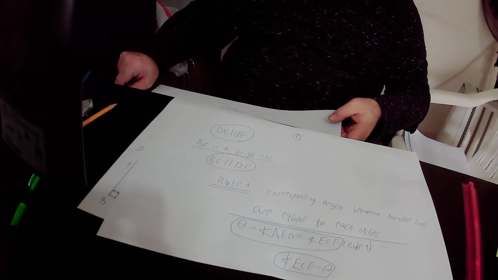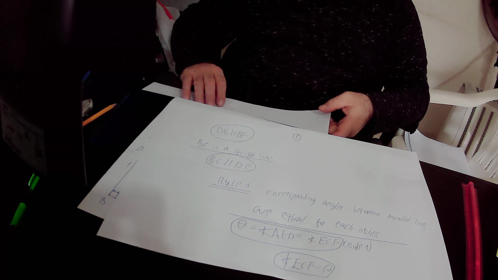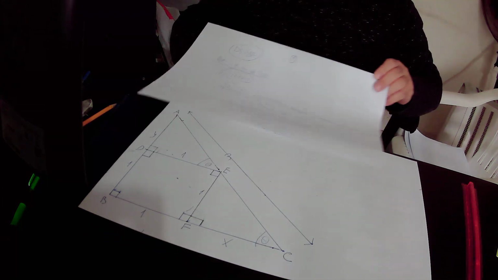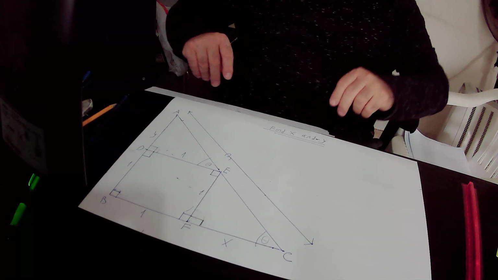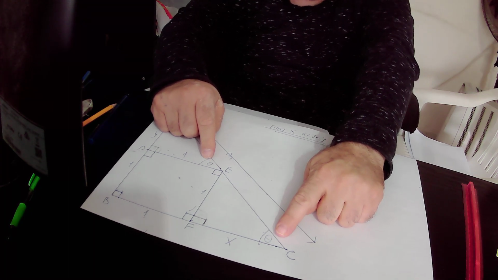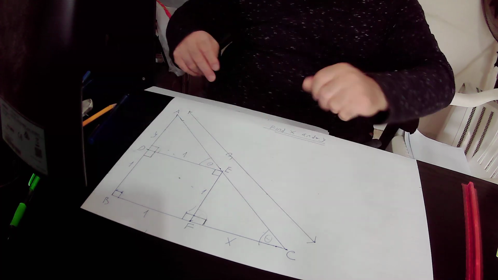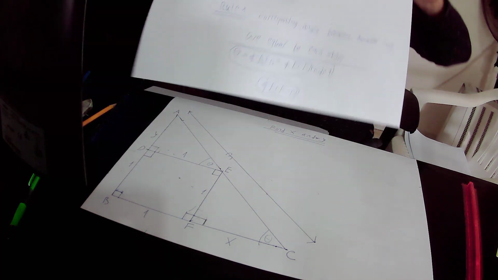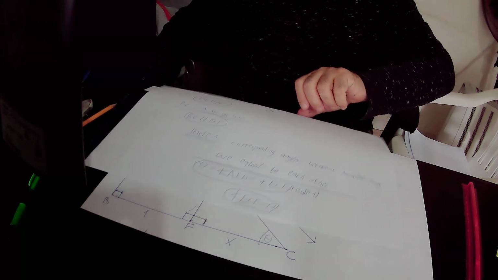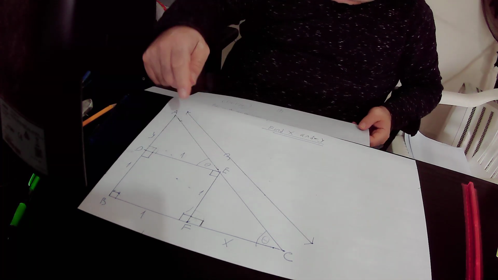And we have rule number 1 that says that corresponding angles between parallel lines are equal to each other. So here, those two angles are defined as corresponding angles, and they are located between the parallel lines DE and BC, therefore they are equal to each other. That is to say, angle AED equals angle ECF. Those two angles are equal to each other, according to rule number 1.